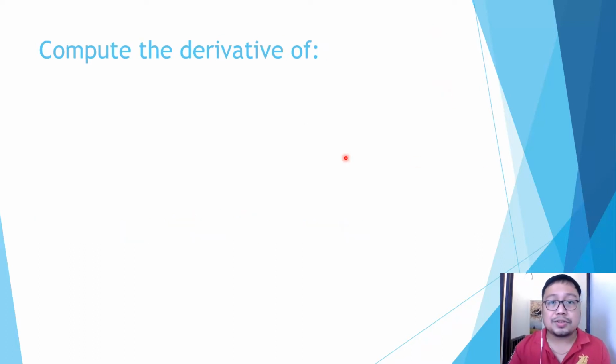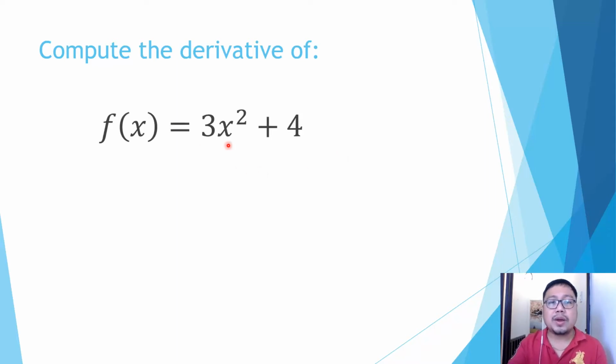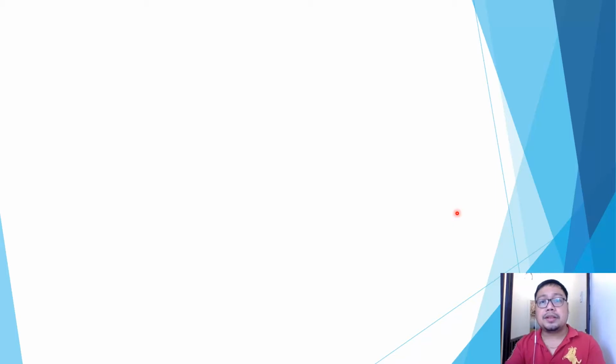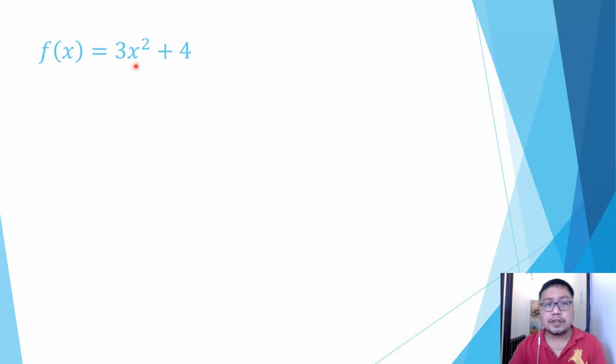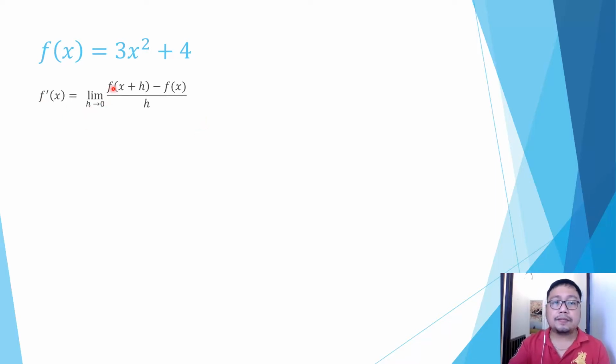But before I discuss these rules, let's compute the derivative of the function 3x squared plus 4 using the limit definition. This limit has been discussed in the previous lesson. Again, we are to compute the derivative of f of x equals 3x squared plus 4. But let's first recall the definition of the derivative of a function. It is given by f prime of x equals the limit of f of x plus h minus f of x over h as h approaches 0, if the limit exists.